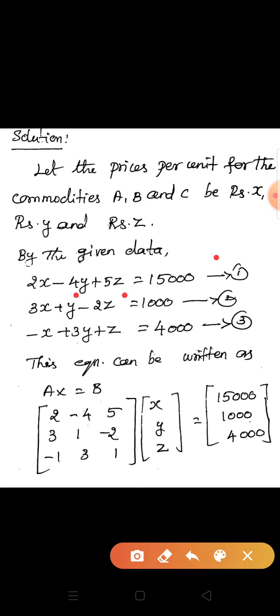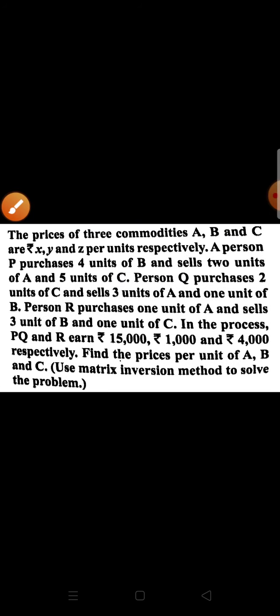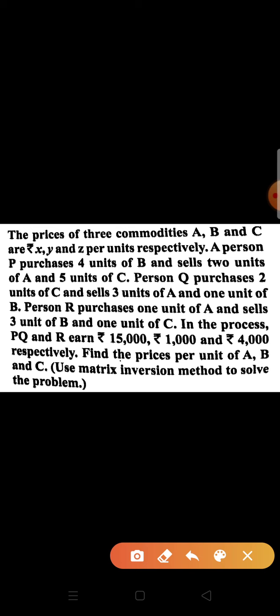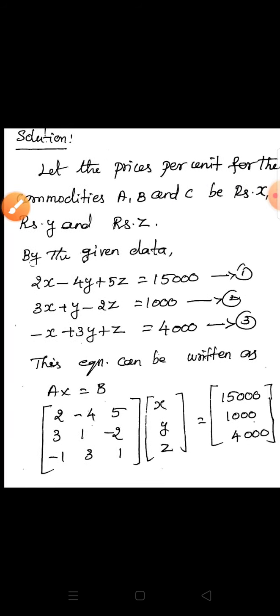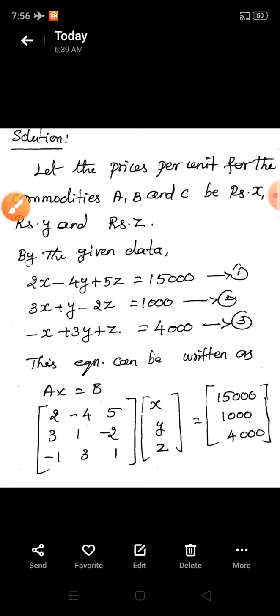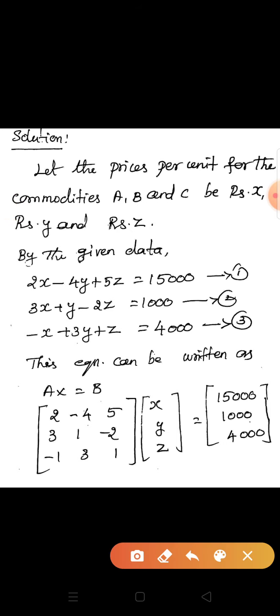Now the second equation, that is Q. Here Q purchases 2 units of C; this is the cost price. The selling price is 3 units of A, that is 3x, and 1 unit of B, that is 1y. So 3x plus y minus 2z. This is our second equation: 3x plus y minus 2z equal to his earning, 1,000 rupees.